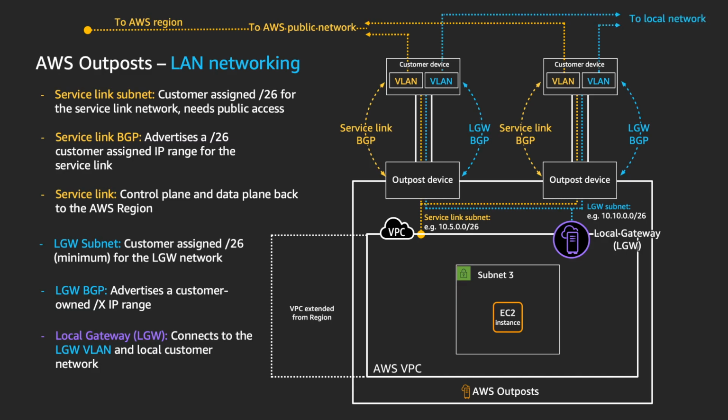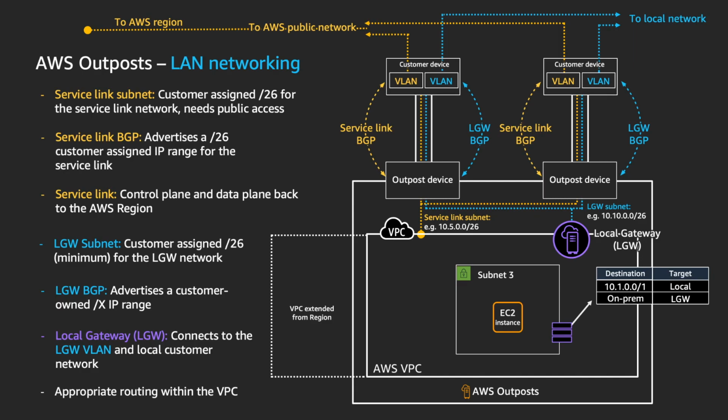If we think about this from a traffic path perspective, we'll configure routing within the subnet of the VPC inside the Outpost. You'll notice here we've got our on-premises routes via the LGW. That will send traffic to the LGW, and the LGW, or local gateway, will route traffic up through the LGW VLANs and onto your on-premises network.